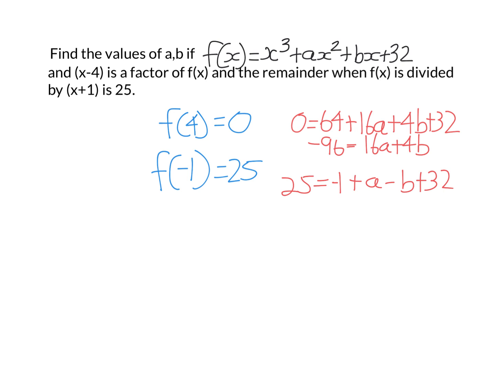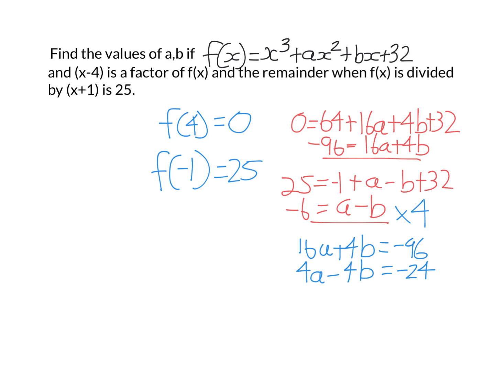Substituting x for negative 1 into this equation and f(x) for 25, I get this equation here. That gives me that negative 6 equals a minus b. So I'm going to solve this equation and this equation simultaneously. Let's times the bottom equation by 4, so the coefficient of b is the same in both equations. This was my first equation. This is the second equation after it's been multiplied by 4.